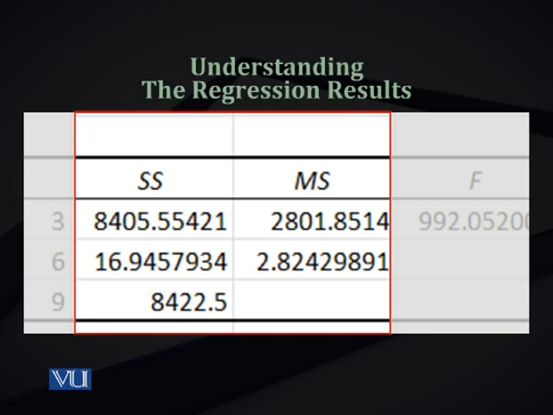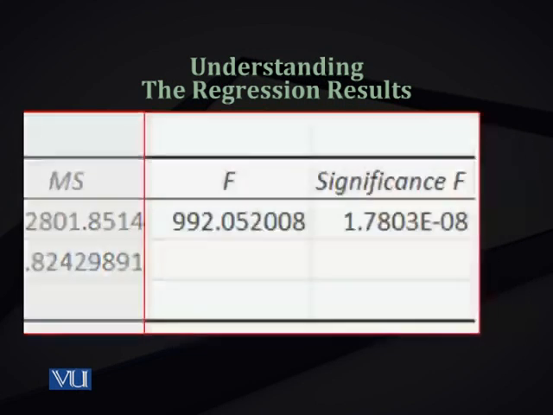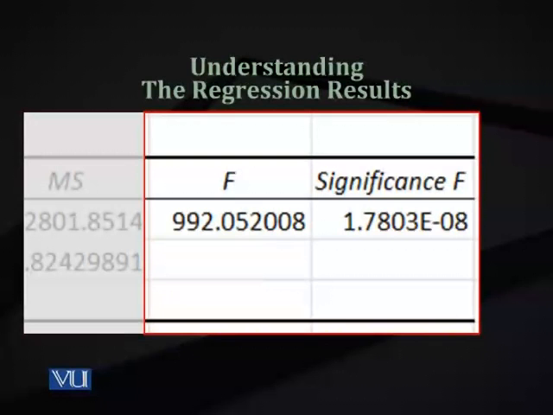Basically, this residual sum of square is the value of summation e square, the summation of the square of residuals. And the value 8422.5, which is the total sum of square, you can indicate as summation (y minus y bar) whole square. As you computed in the goodness of fit test, we have the F statistic over here, which is 992.05.